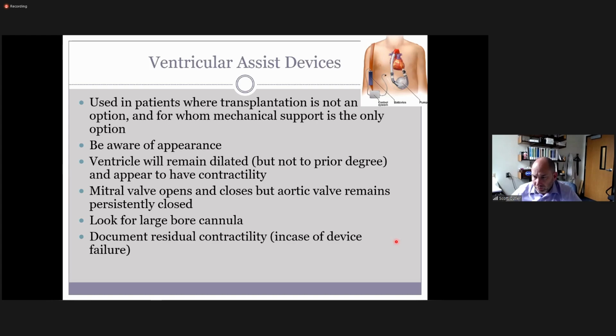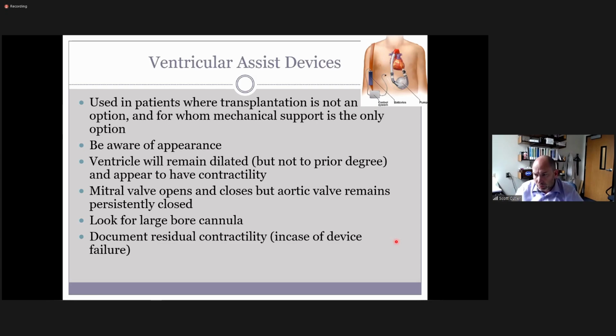Be aware of the appearance of it. The ventricle will remain dilated, but not to the prior degree that it was dilated. And it will appear to have contractility. It's kind of weird because they actually do contract, but the aortic valve doesn't open, because the fluid, instead of going out the aorta, is drawn down through the apex and pushed around the aortic valve. The mitral valve opens and closes, but the aortic valve does not.